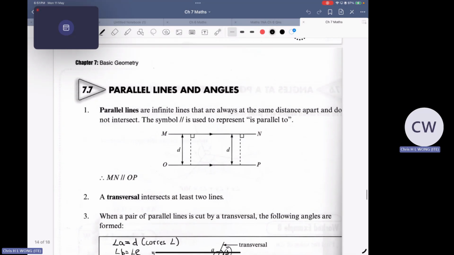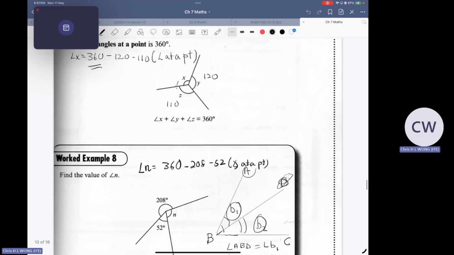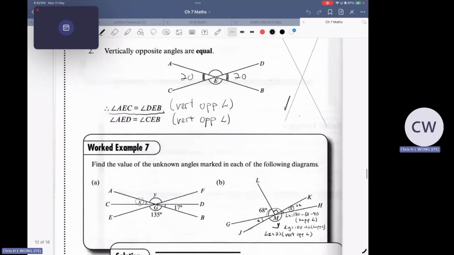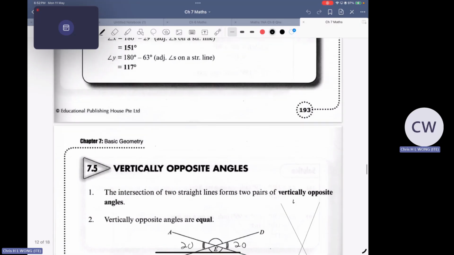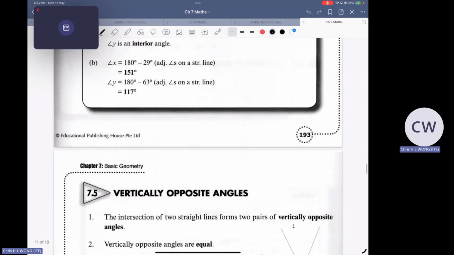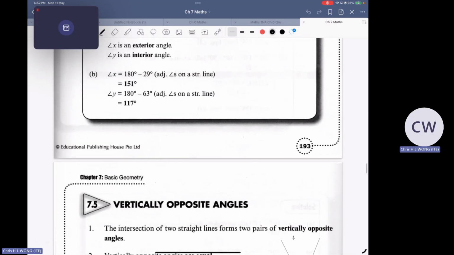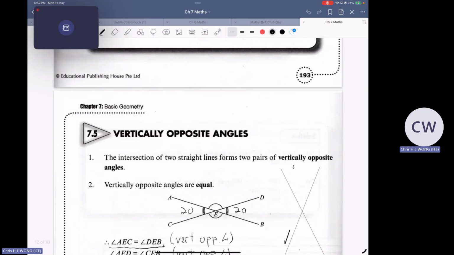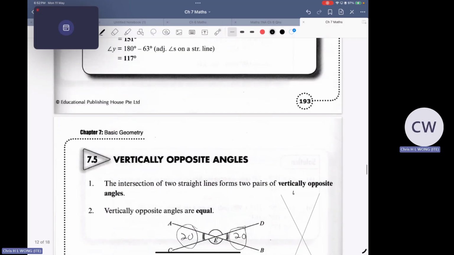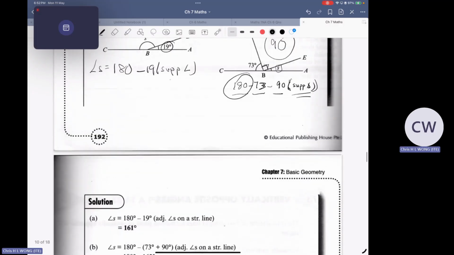I'm still doing geometry. If you recall, what we learned is that when you're doing calculation of degree, you use some of the rules here. For example, vertically opposite angle. Vertically opposite angles, the two angles opposite are the same, isn't it? First one here, vertically opposite angle. Then what else did we learn?